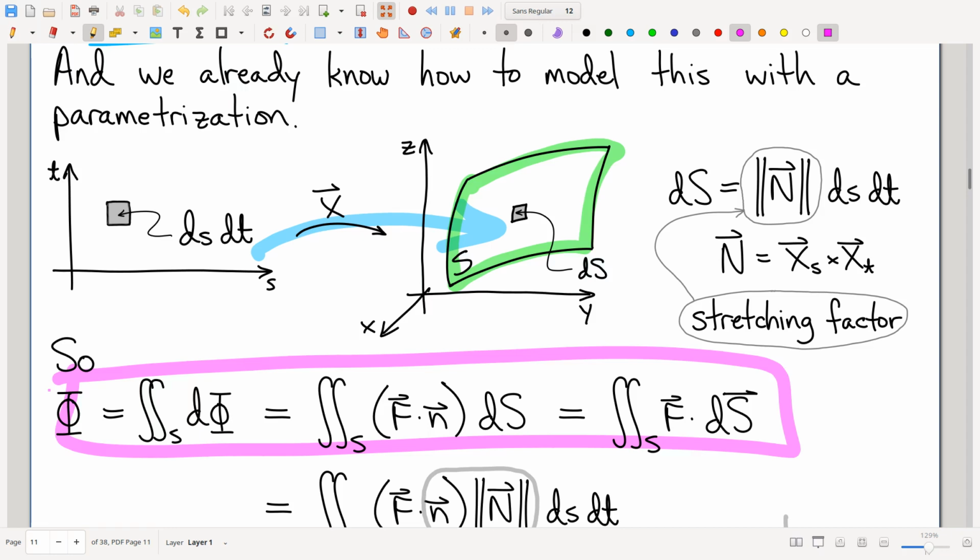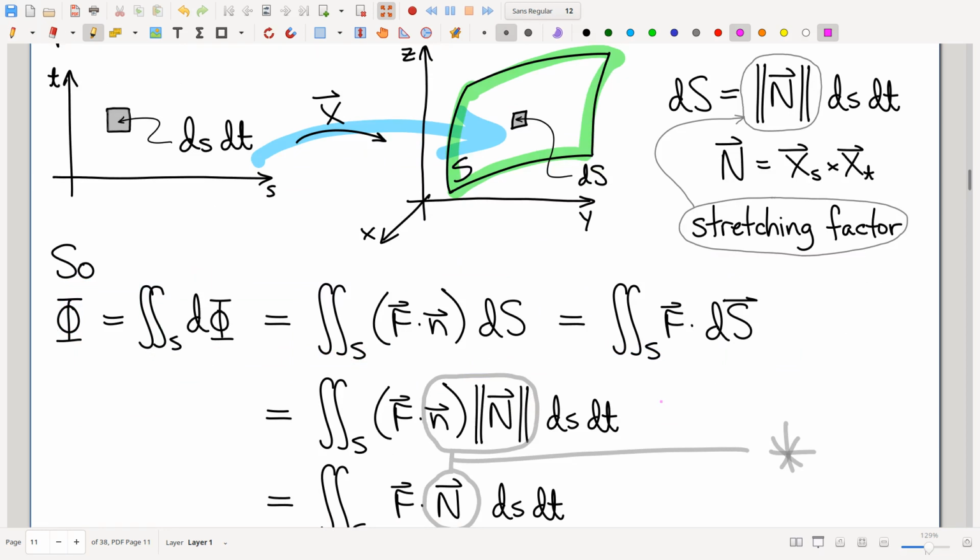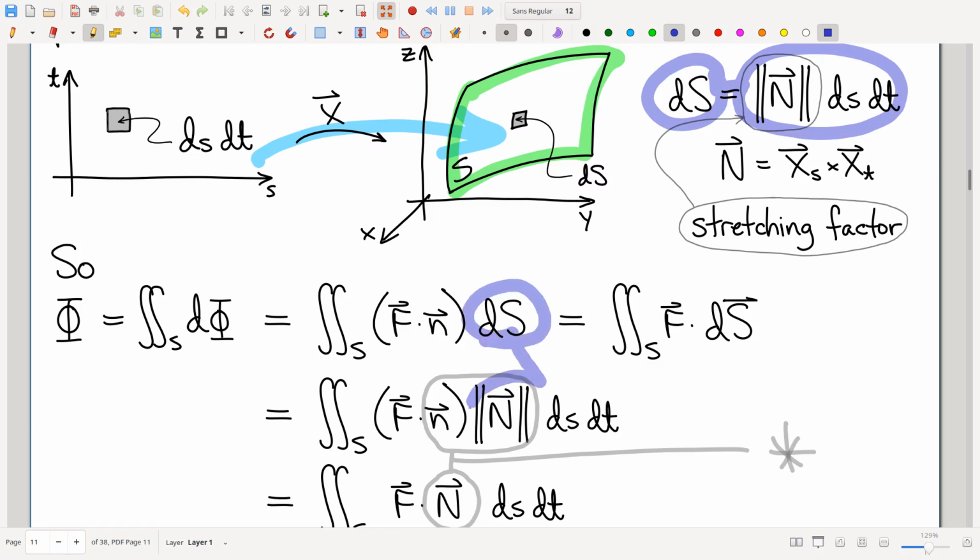I'm going to point out here that dS scalar is the magnitude of capital N times ds dt. So here we go, dS scalar, magnitude of capital N ds dt, just plugging that in.